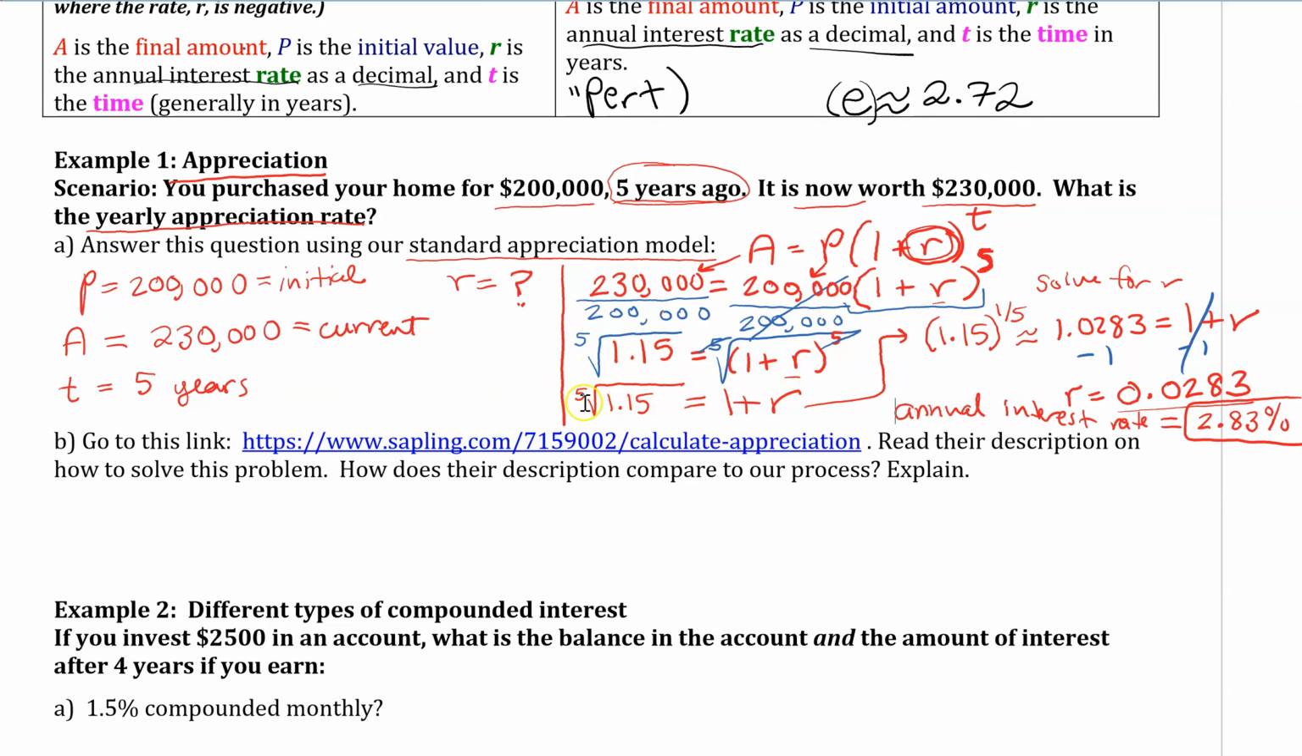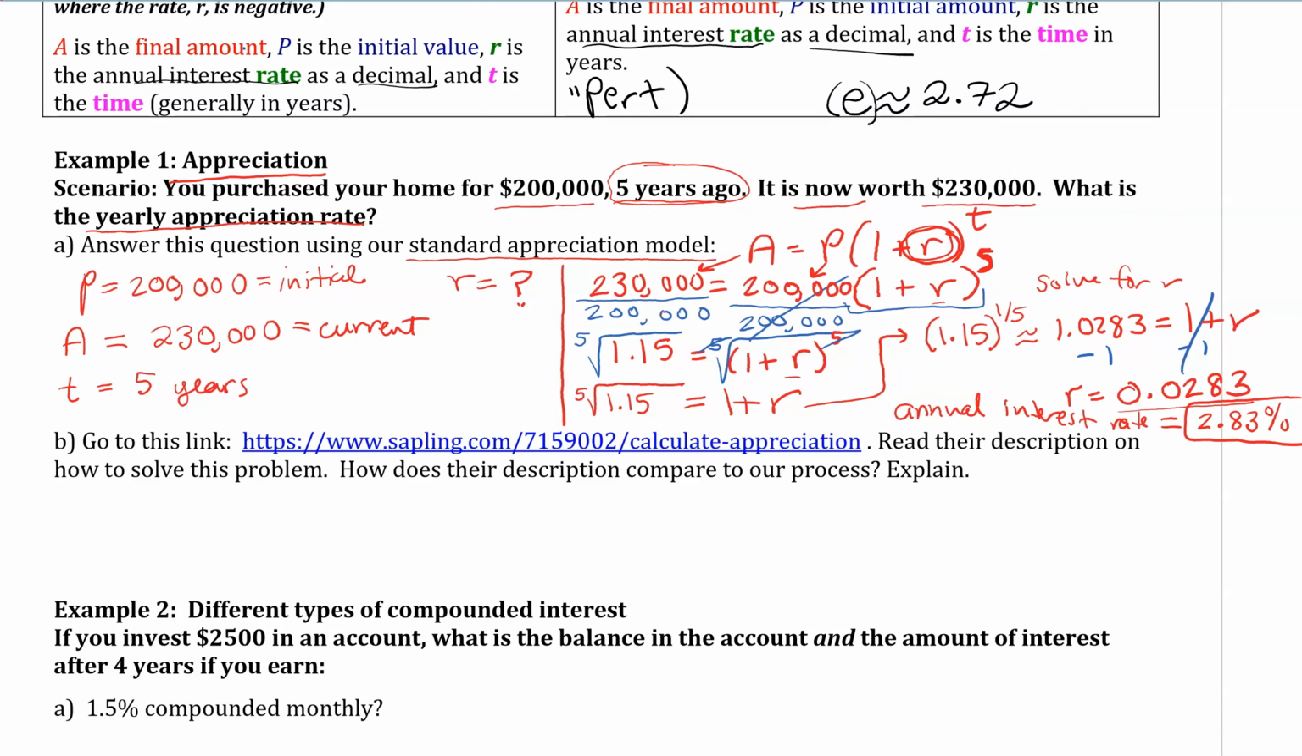So that's why they're telling this person to raise it to the power of 1 over t, because when you take a 5th root, that's really the same thing as a 1 over 5 power. Or if you take a t root, it's a 1 over t power. So that is what we ended up doing because we were trying to cancel the power of 5. So we raised the other side to the reciprocal power, 1 over 5, and we got the 1.0283 that they got as well. But if you look in the equation, that's equal to 1 plus r.